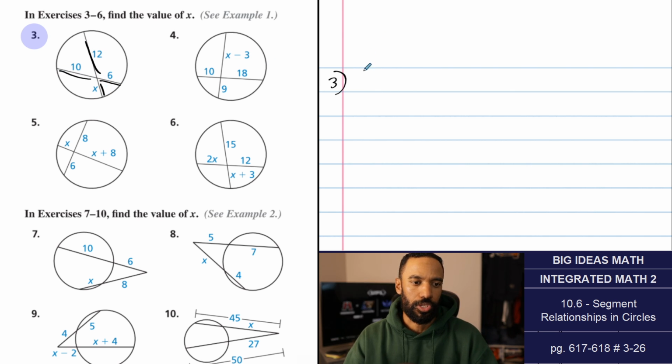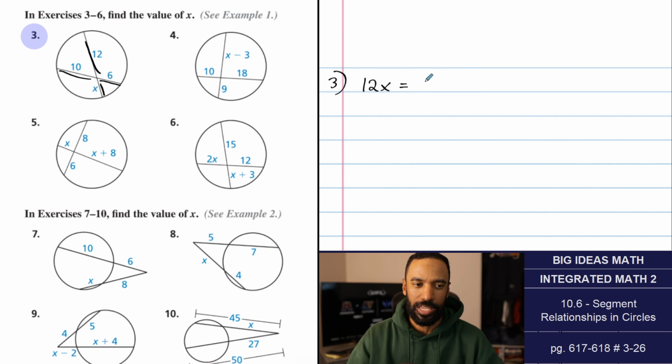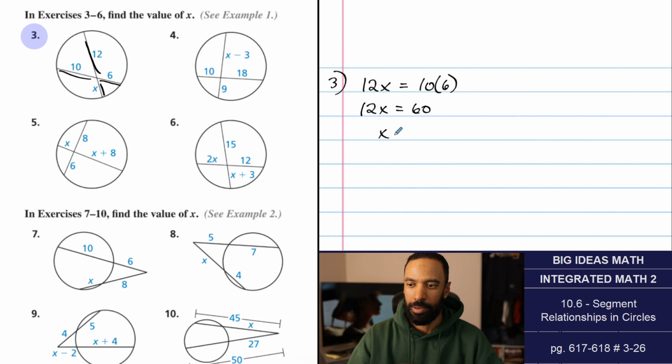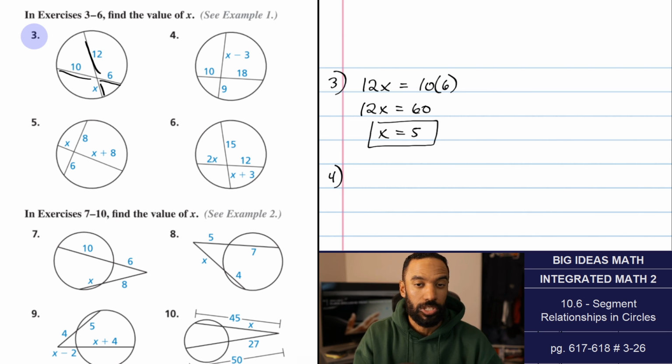So let me start with the 12 times x. 12 times x equals 10 times 6. No outside times whole stuff, it's just that. 12x equals 60. Divide both sides by 12, you get x equals 5. They just ask for the value of x, and it's there. Yes, this can go pretty fast if there's no big quadratic stuff in the way.